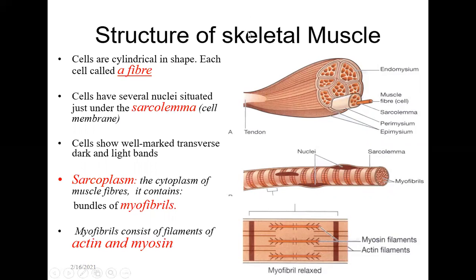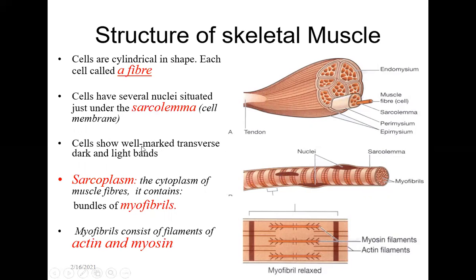This is about the skeletal muscle, which is attached to the skeleton. It will have multiple nuclei. If you go to the cardiac and smooth muscle, there is only one. But in case of the skeletal muscle, there will be multiple nuclei. So cells have several nuclei situated just under the sarcolemma. Sarcolemma means the cell membrane.